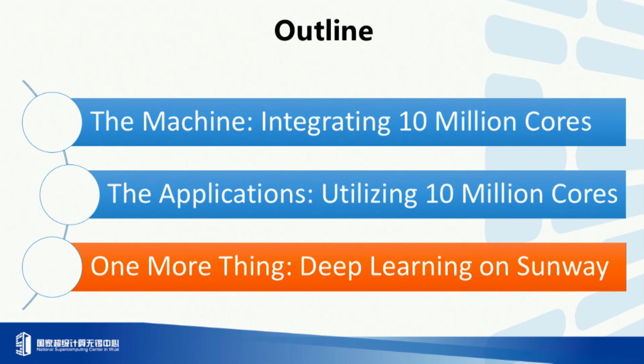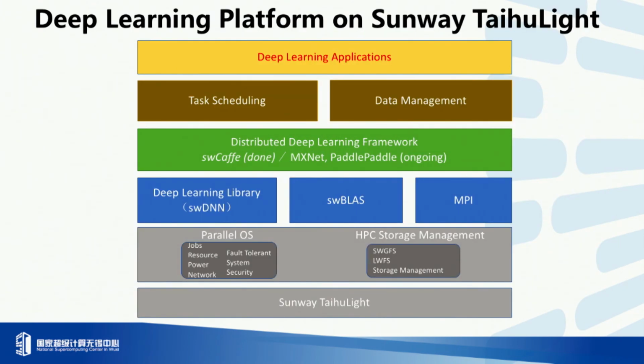So one last thing I want to mention a little bit here is about where your PhD students go for deep learning. We also have a deep learning framework on Sunway, trying to support scientists to do analytics jobs on this machine. So we have Sunway DNN, which is equivalent to cuDNN, and we also already have a version of Sunway Cafe. And we are working with Baidu to port the Paddle framework onto our framework.